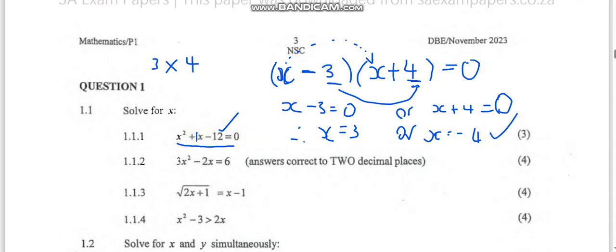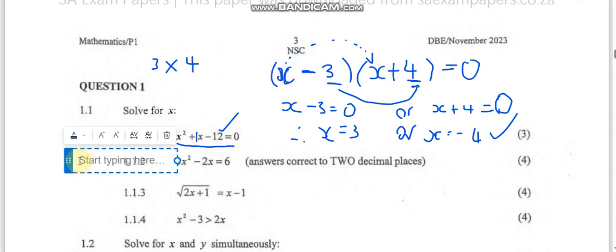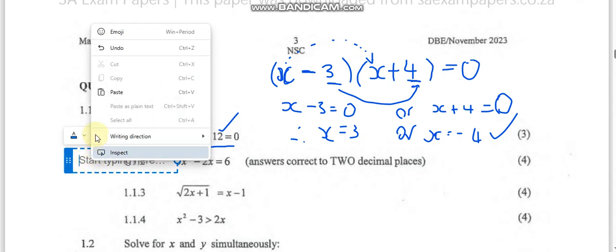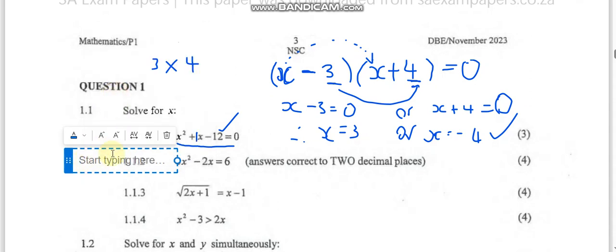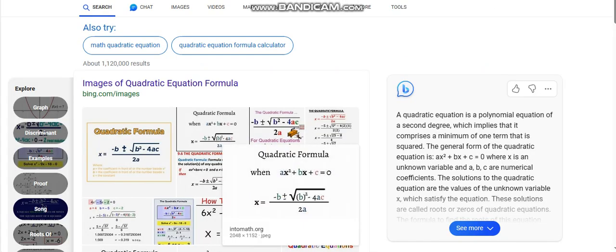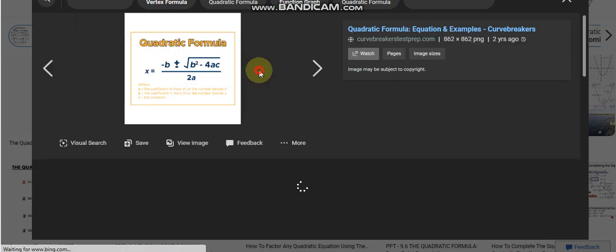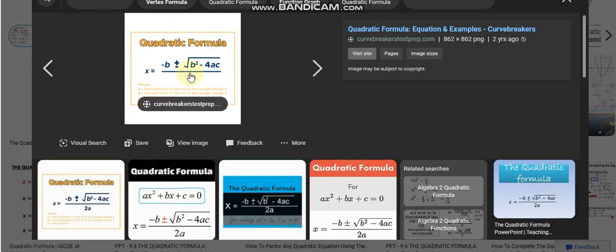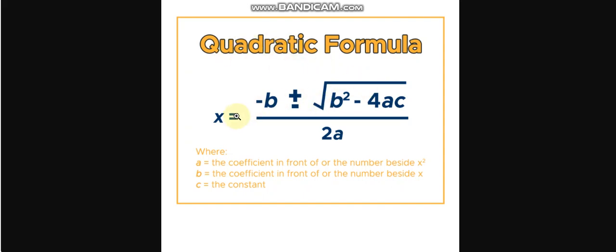And if you are struggling with factorizing or doing all these steps that we were doing, you can rather apply the quadratic formula. Yes, you can rather apply the quadratic formula. And what does the quadratic formula say? Here I've searched the quadratic formula from Google. It says that x is equal to minus b plus or minus the square root of b squared minus 4ac, divided by 2a.